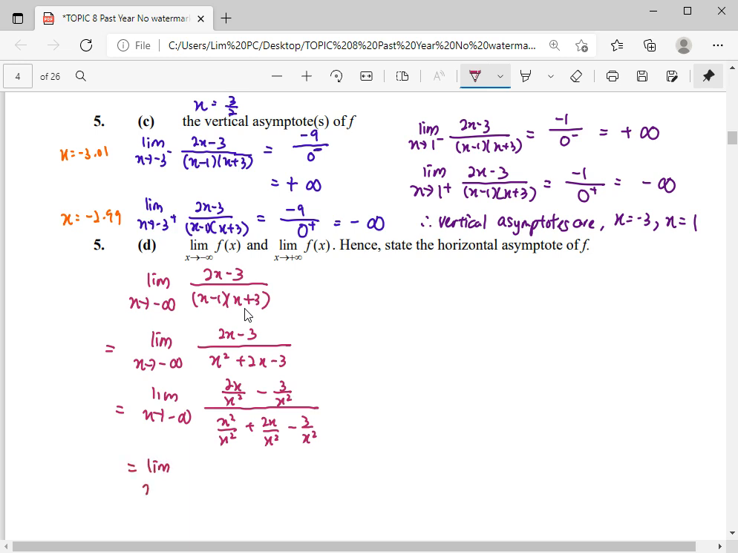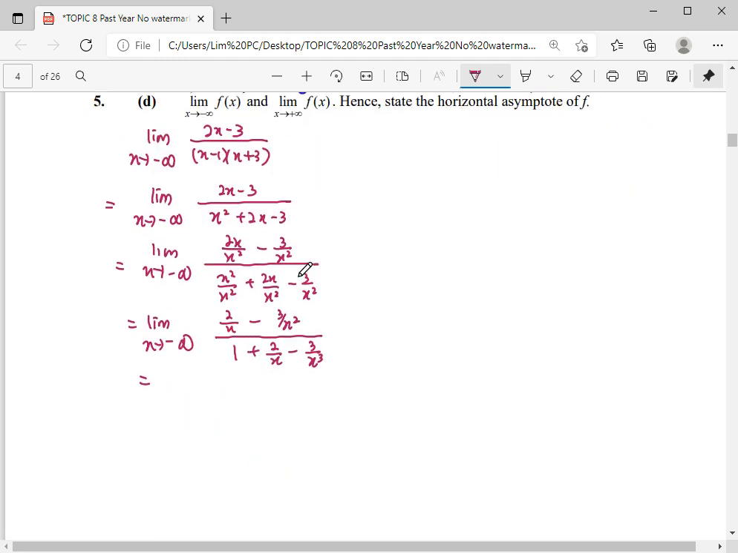And then we simplify our function. And we attempt our limit one more time. So substitute our infinity here, it will become 0. So that will become 0 also, over 1 plus 0 minus 0. So it is 0 over 1. 0 over 1 means 0.